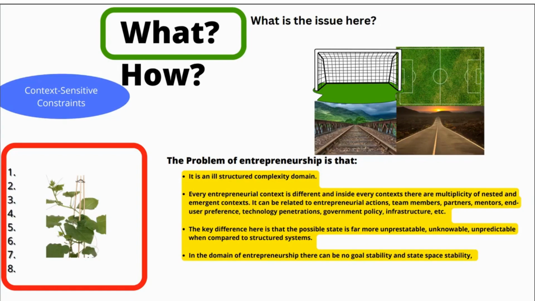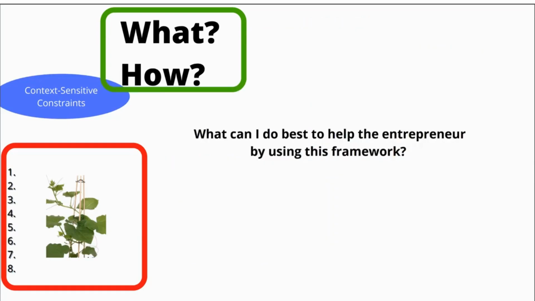In the domain of entrepreneurship, there can be no goal stability, there can be no state space stability. In the case of a football game, for example, there is goal stability, there is a goal post always. There are strict rules to how to score a goal. There is also state space stability. There is a football ground, that is a state space. But that is not the case of entrepreneurship. The venture can be started in a village. Then after several years, it can become a global company.